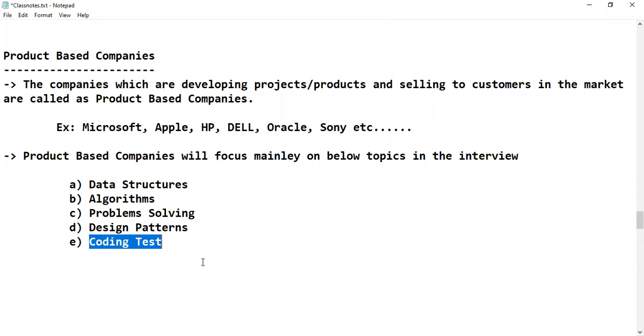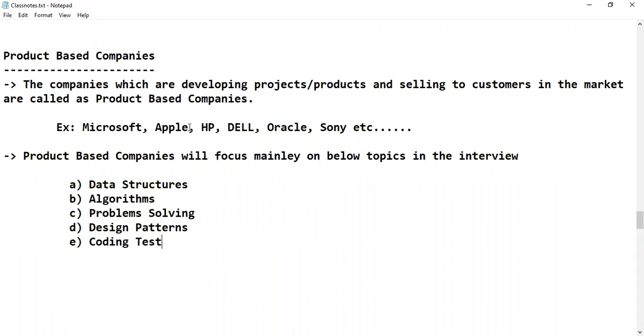And coding test will be available. They will give you some problems and they will ask you to write the code for that. They will ask you to solve that problem. That is called problem solving skills. They will check your analysis skill. They will check your problem solving skill. They will check your approach to develop a project. They will check your mindset. They will check your way of thought process, how you are thinking while you are solving a problem, how you are approaching to solve a problem, that they are going to concentrate on.